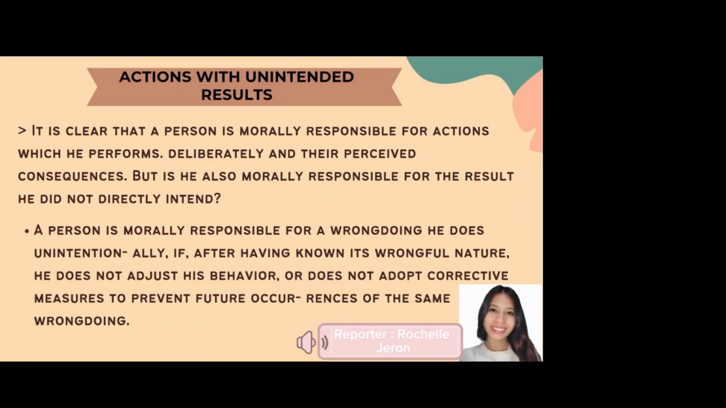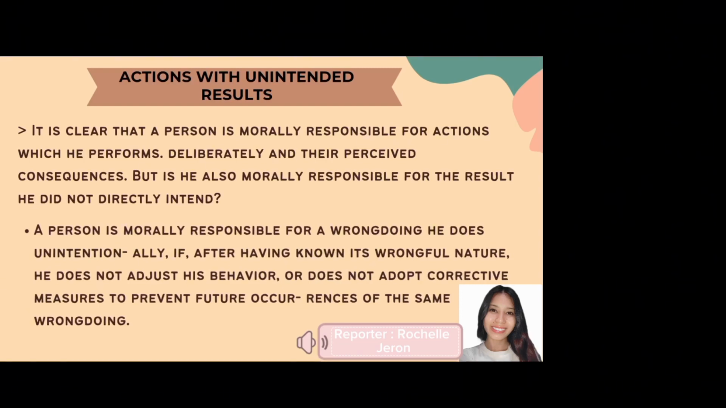Actions with unintended results. It is clear that a person is morally responsible for an action which he performs deliberately and its perceived consequences, but he is also morally responsible for the result he did not directly intend. A person is morally responsible for a wrongdoing he does unintentionally if, after having known its wrongful nature, he does not adjust his behavior or does not adopt corrective measures to prevent future occurrence of the same wrongdoing.